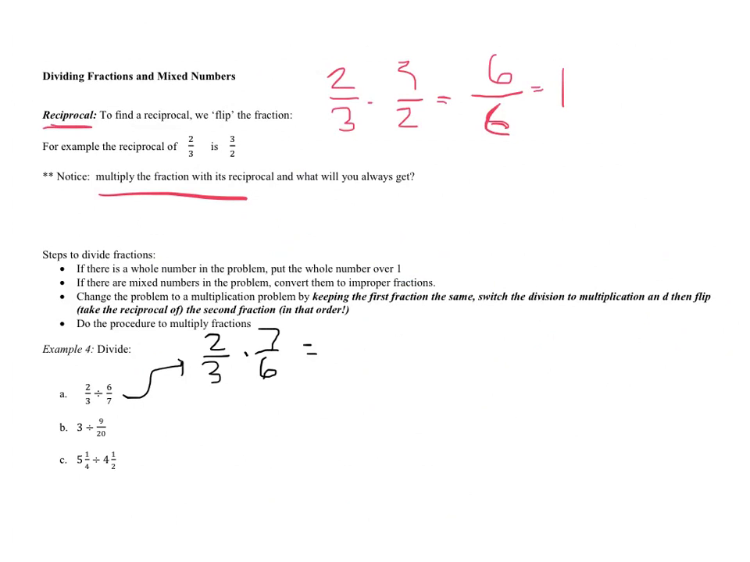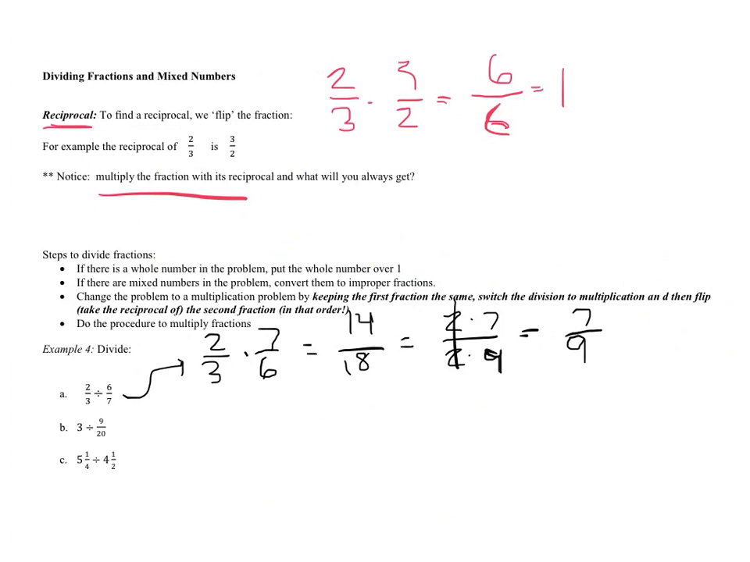Finally, we do the procedure for multiplying fractions. 2 times 7 is 14 in the numerators. Multiply the numerators to get the new numerator. And 6 times 3 is 18. Multiply the denominators to get the new denominator. And then we'll look to see if we can simplify this fraction, and in this case we can, because 14 has a factor of 2 in it, and 18 has a factor of 2 in it. 2 times 7 is 14, 2 times 9 is 18, and if we cancel out that common factor of 2, our final answer becomes 7 over 9, or 7/9.